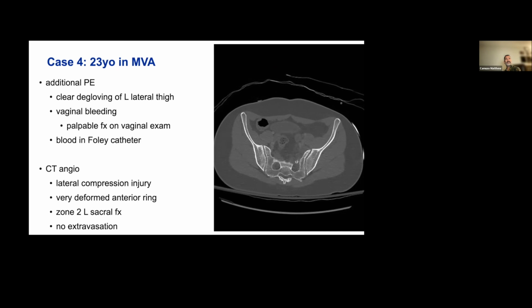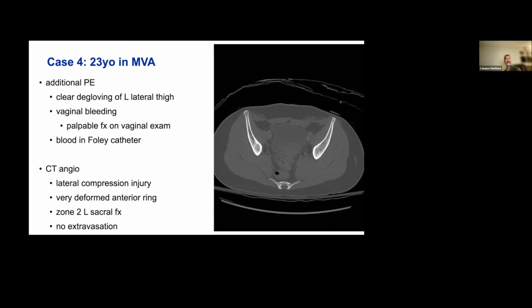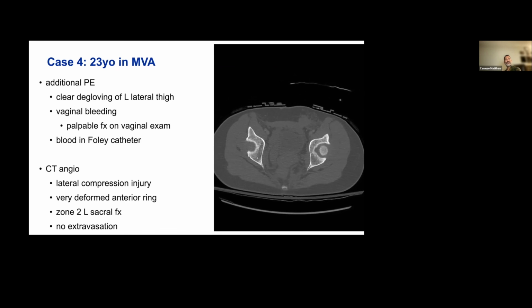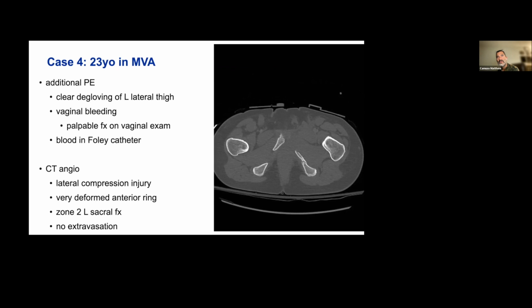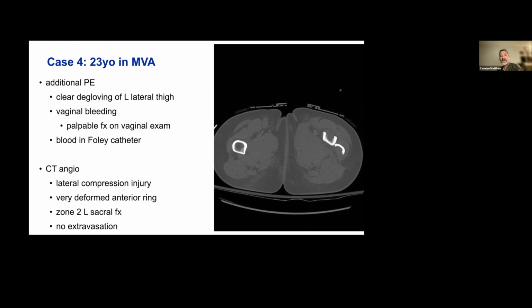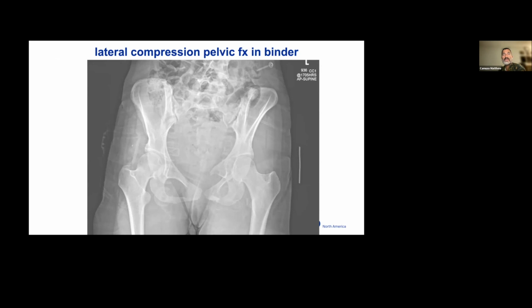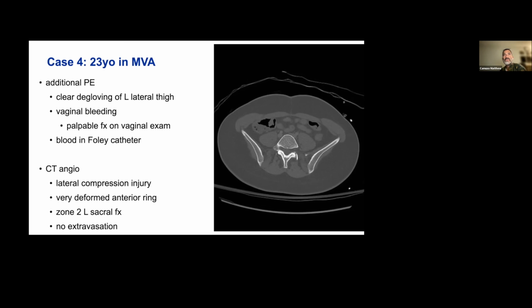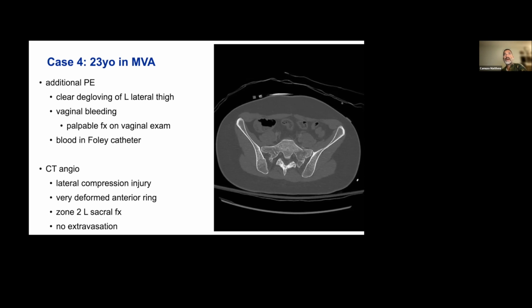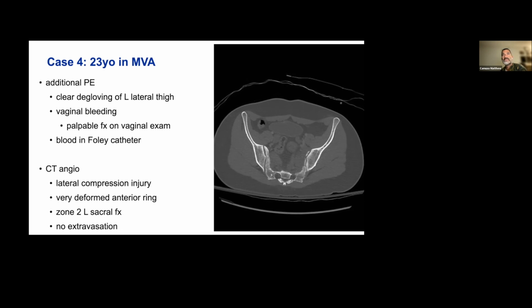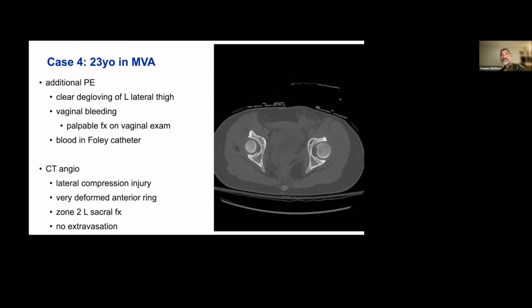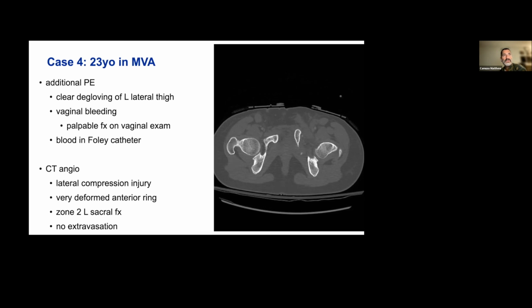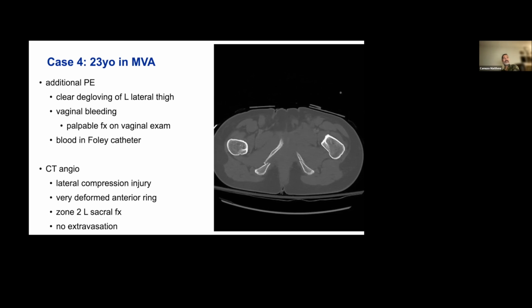So the patient goes to the angiography suite, and we confirm what appears to be a lateral compression injury, but a really deformed anterior ring. Look at the ring here in the front. It's really pretty crooked, right? It's not right. It's really squinched. And this is when she has a binder on. You can see the binder on the CT scan. And so this may also be a case where perhaps the binder is causing over compression of the anterior part of the ring. It is an angiogram, and she has no evidence of extravasation.